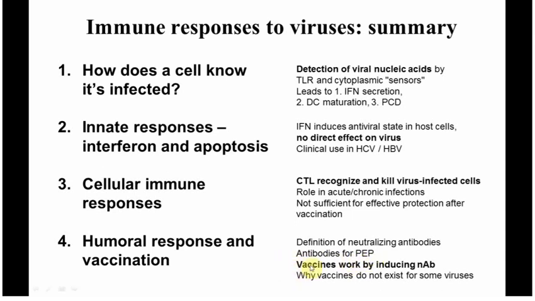And basically the general idea is that all the vaccines that we have available now that are effective work by inducing neutralizing antibodies. And once you've understood that, then that helps you to really understand why vaccines do not exist currently for some viruses. That's why we still don't have an effective vaccine for HIV infection.